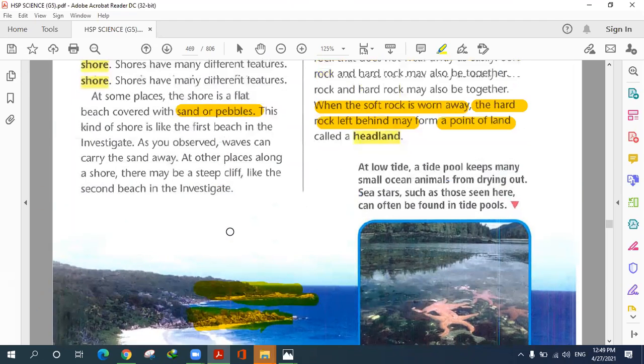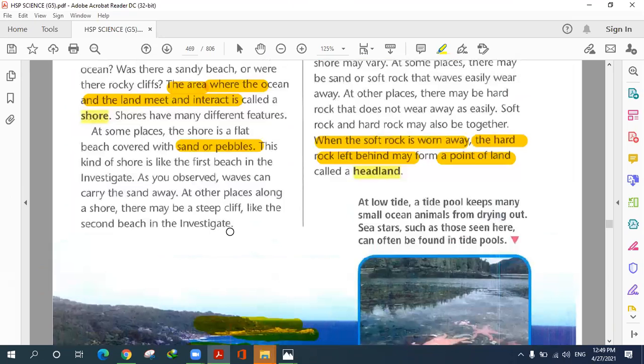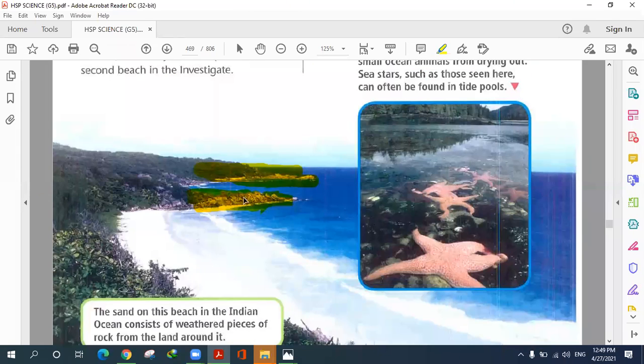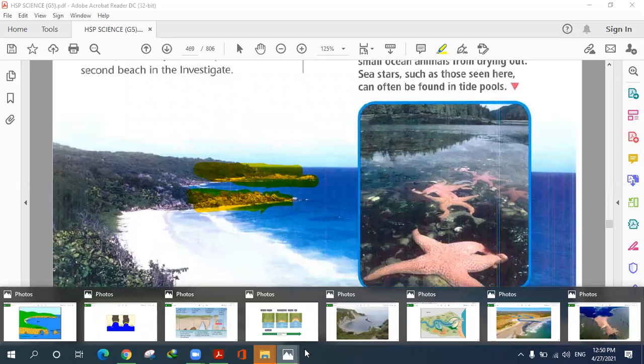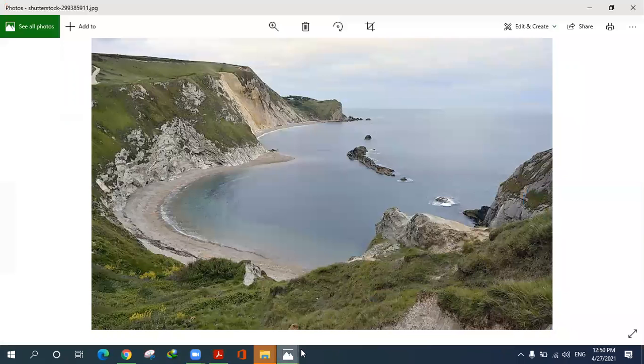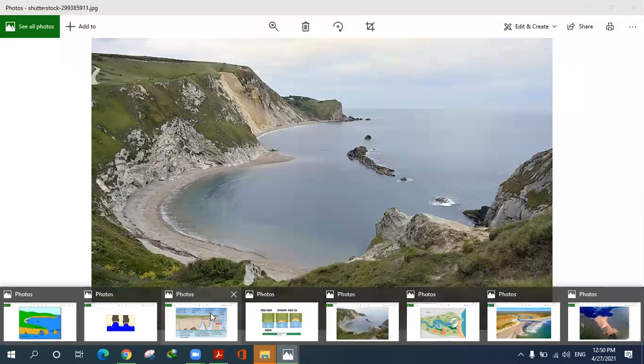So we learned about the shore. What do we mean by shores? Shores are the areas where the ocean and land meet. Yes, well done. We also learned that sometimes the soft rocks are broken down, leaving behind the hard rocks that form them. What do we call it? Headlands. Okay, well done. Thank you so much, guys, for understanding this point.